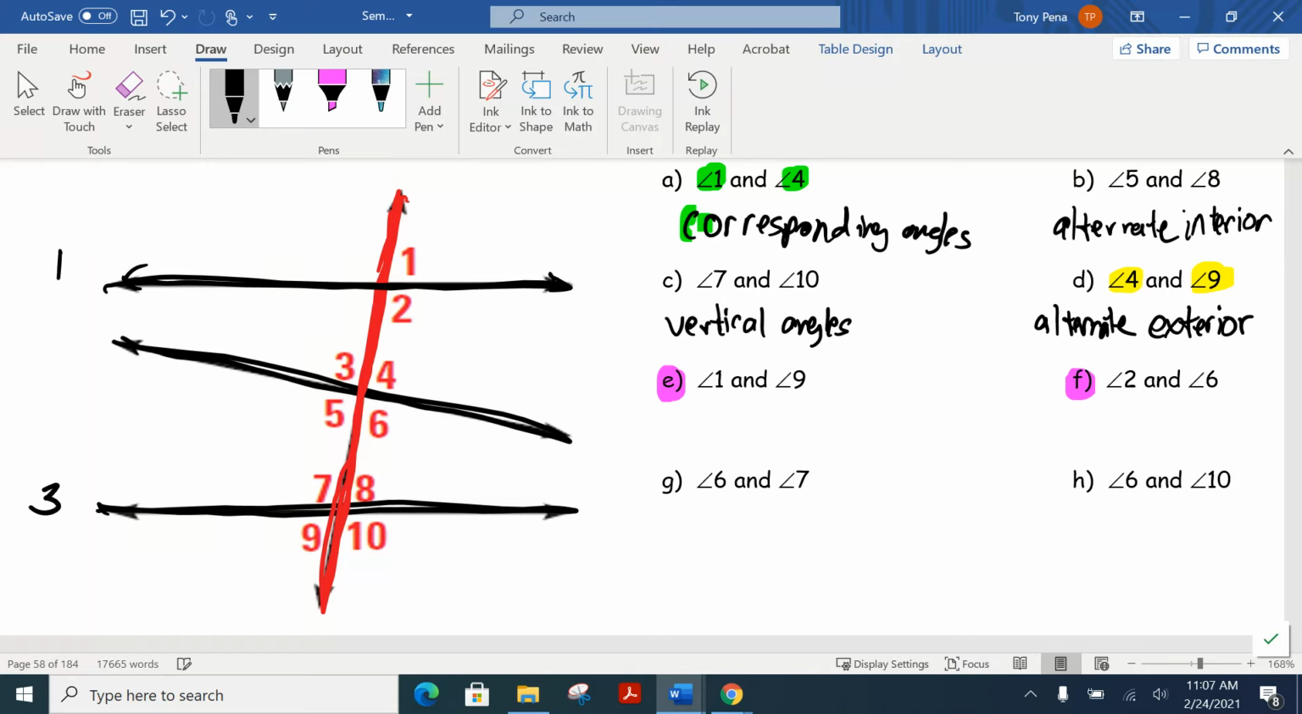Angle 1, angle 9. So here's angle 1. Here's angle 9. This is the one that I am more hopeful for. I think this is probably the easier of the two. Any brave souls? Jacob, go ahead.